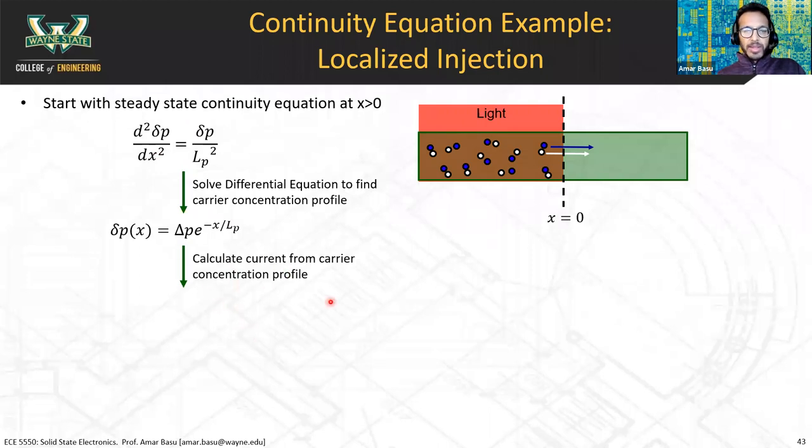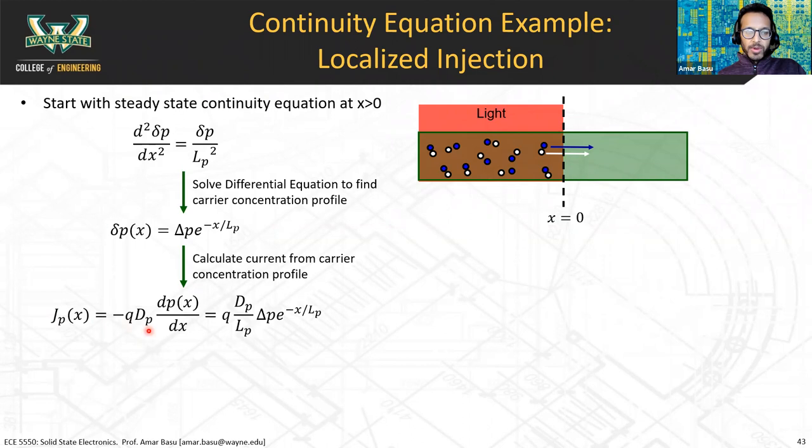From here we calculate the current from the carrier concentration profile. The first step was to figure out the carrier concentration with respect to x, and we can see that this is an exponential function. That means you're going to have an exponential decay in the carrier concentration with position. Once we figure out the carrier concentration profile, then we can figure out the diffusion current. We do that using Fick's law. Jp of x, here's Fick's law, we've seen it before: q times Dp times the gradient of the carrier concentration.